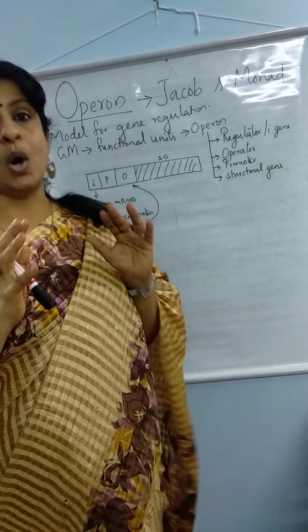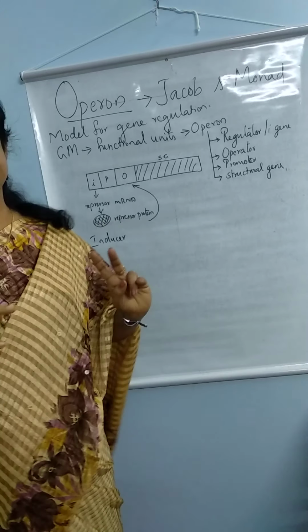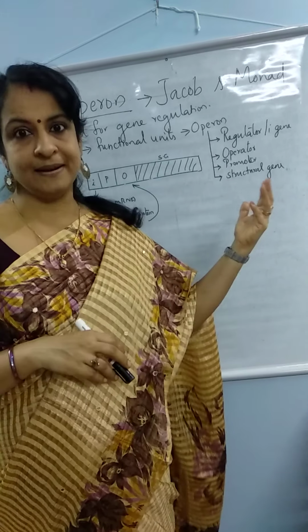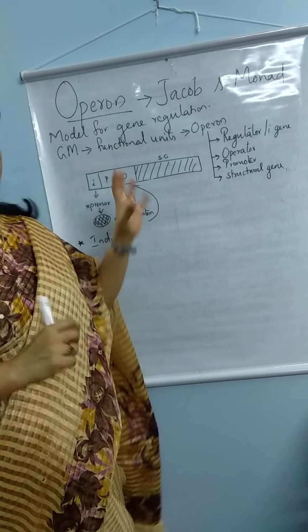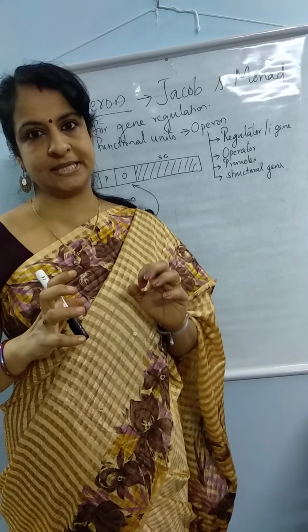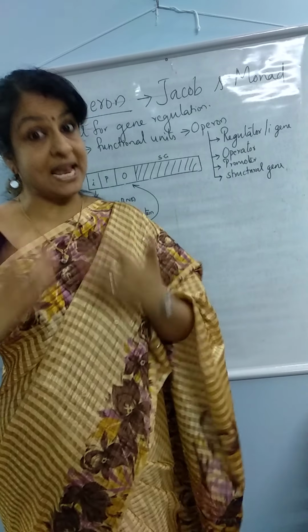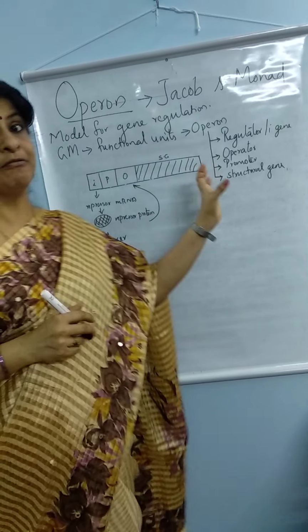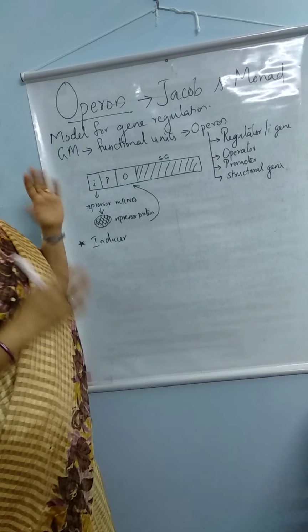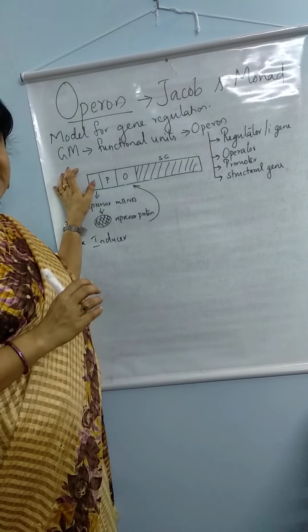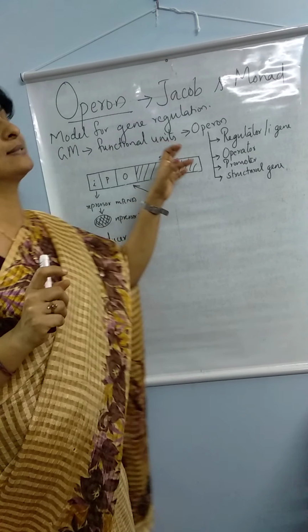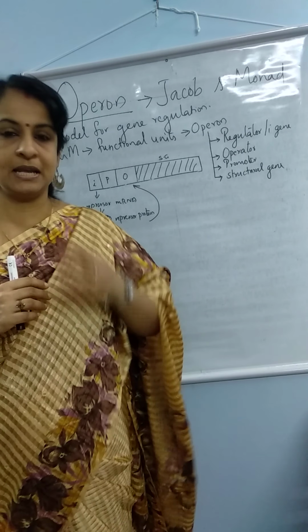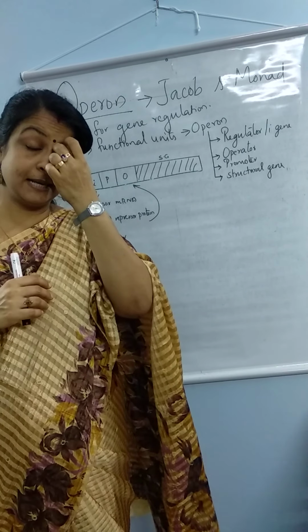This Operon concept was put forward by two persons, Jacob and Monod. Actually, they worked on bacteria and they put forward an idea called the Operon concept, which explains how the genes are regulated. So it's a model for gene regulation, and according to them, the genetic material has functional units called operons. Already we have learned about the functional units of genetic material or the DNA. We call them genes.